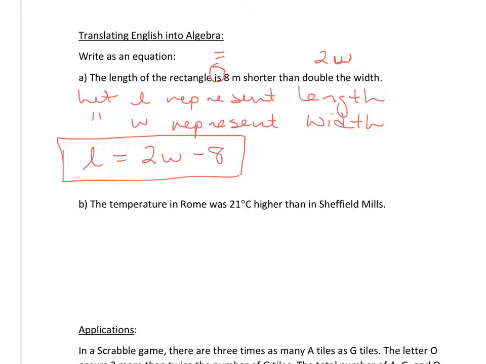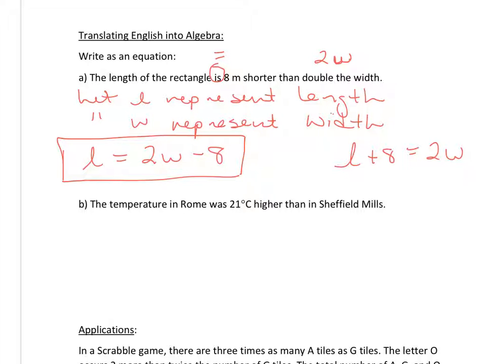We could also have said, well, if the length is shorter, that means we have to add 8 to it to get to twice the width. So we could have written that as L plus 8 equals 2W. So the length plus 8 meters is equal to double the width or twice the width. But if you think about it, these two are the same equation. We've just added 8 to both sides on the one on the right.